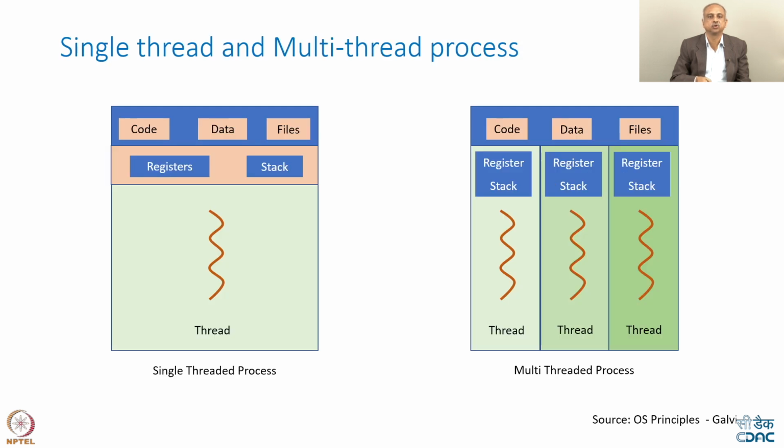So, this diagram shows the difference between a single-threaded process, wherein every thread has code, data and files, and also registers and stack. Now, here it tells that in a multi-threaded process the code, data and files are shared across the threads, whereas individual threads maintain their own registers and stack, as can be seen here that it is partitioned.